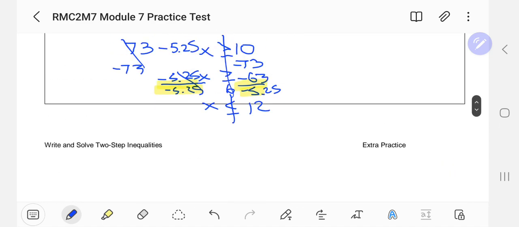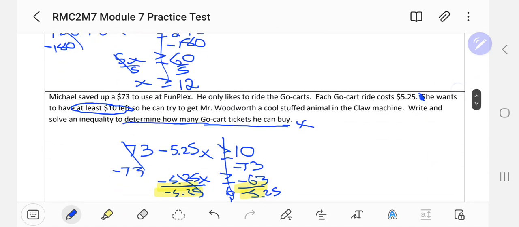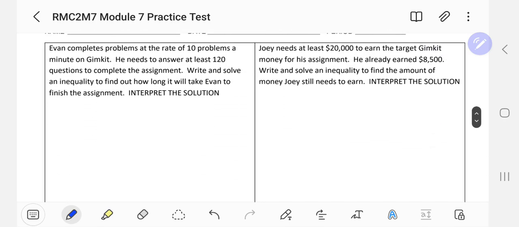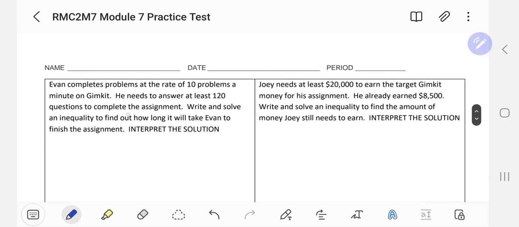All right, now those ones were very similar to the ones we've done recently. These ones were from a little bit further ago, and you might want to make them more complicated than they need to be. But let's go. Evan completes problems at a rate of 10 problems a minute on GimKit. He needs to answer at least 120 questions to complete the assignment. Write and solve an inequality to find out how long it will take.